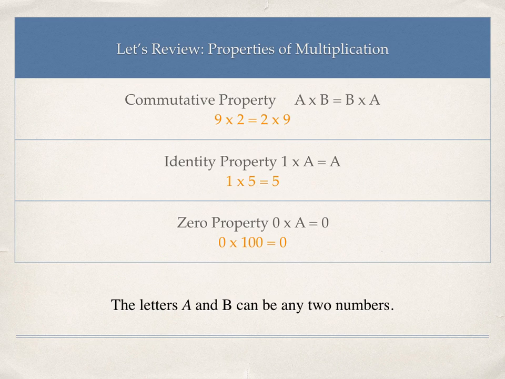So let's review the properties of multiplication. We've got the commutative property, a times b is equal to b times a. An example would be 9 times 2 is the same as 2 times 9. We have the identity property, 1 times a equals a. An example is 1 times 5 equals 5. We have the zero property, 0 times a equals 0. An example is 0 times 100 is 0. The point is, the letters a and b can be any two numbers.